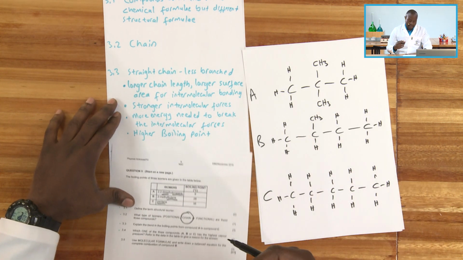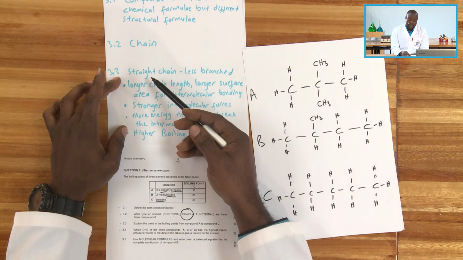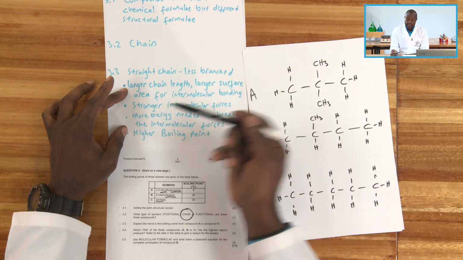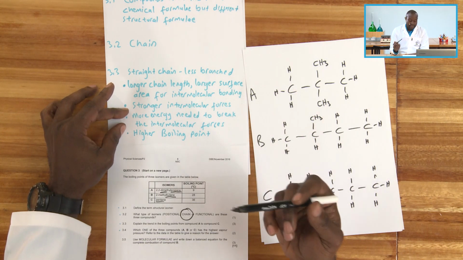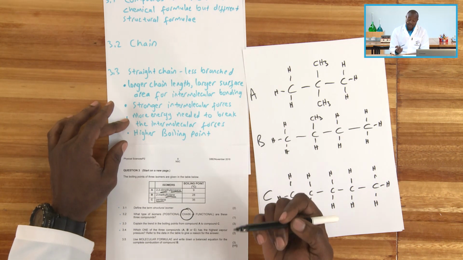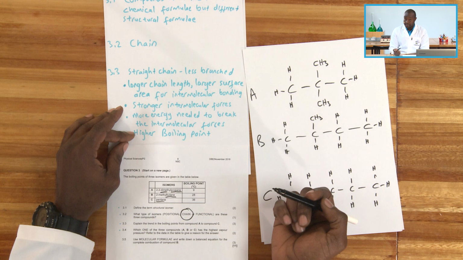So if we consider it from the straight chain, we will say that the straight chain is less branched. It has a longer chain length, larger surface area for intermolecular bonding, which creates stronger intermolecular forces. Therefore, more energy is required to break the intermolecular forces, which creates a higher boiling point.